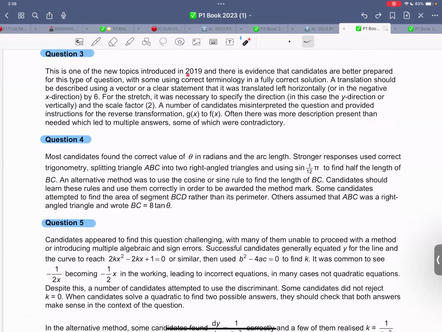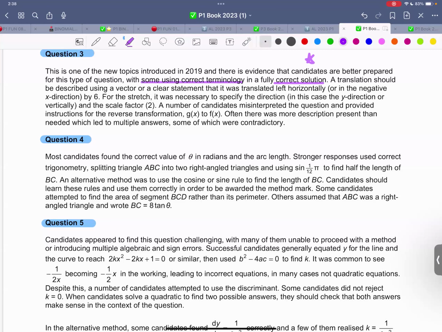This is one of the new topics, that is transformation of function. There is evidence that candidates are better prepared for this kind of question, with some using correct terminology. So inshallah, when you give the exam, they will be writing about you that you are the ones who will be using the correct terminology in a fully correct solution. Yes, you will be the star people.